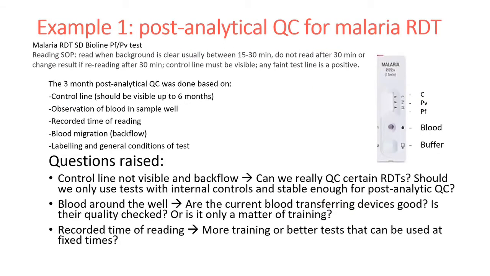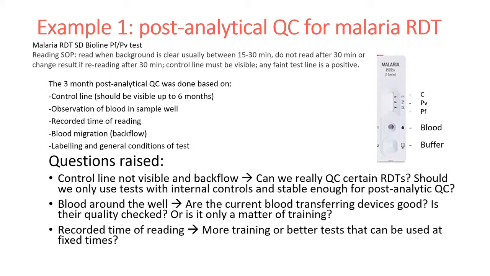Now, the first example that I brought here is not about G6PD testing, but about malaria RDT testing. I think that's useful because although it's not G6PD, it still gives us some insight on what we could use for G6PD testing. In this case, this was an activity carried out in the community for the malaria elimination program, and the BioLine Pf/Pv test was used. You can see a picture of it. It's a standard malaria RDT.